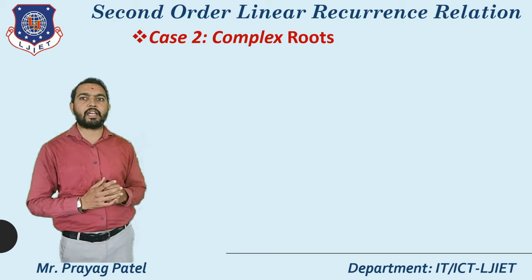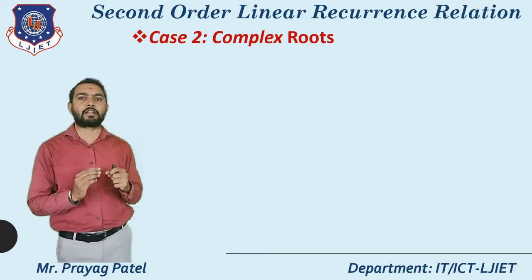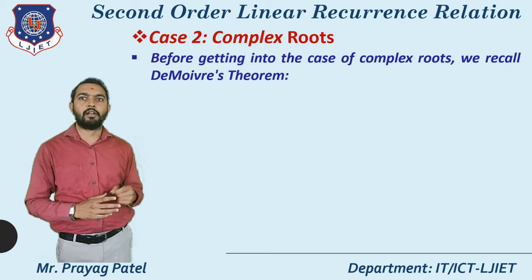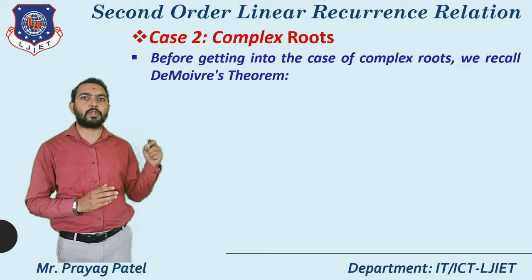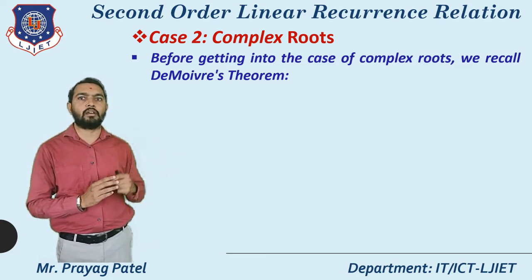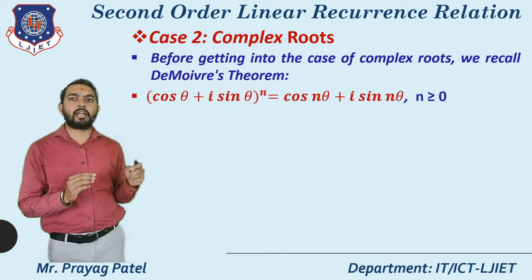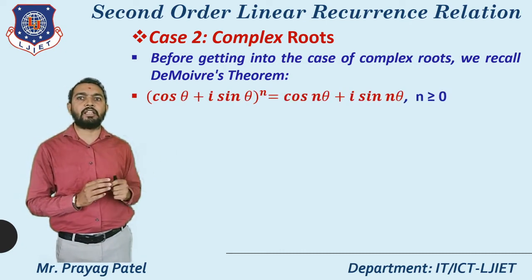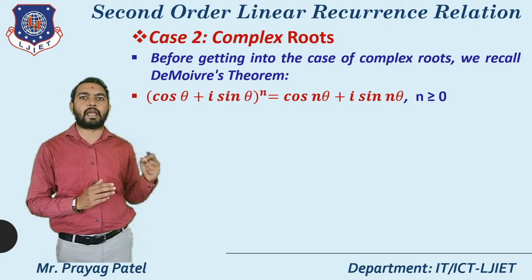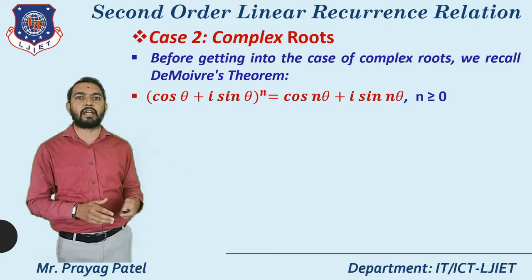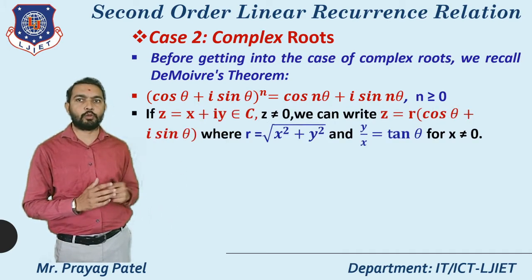Now consider the second case, case number 2, as complex roots. So here, before getting into the case of the complex root, we recall one theorem called De Moivre's theorem. Now here the theorem is like (cos theta plus i sin theta) raised to n is equal to cos n theta plus i sin n theta for n greater or equal to 0.